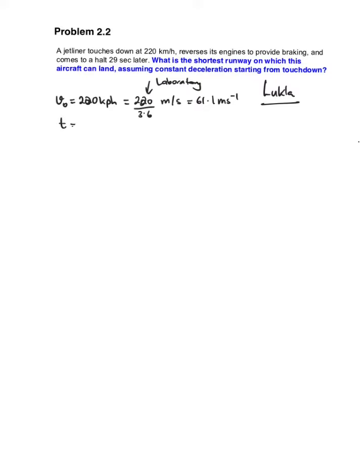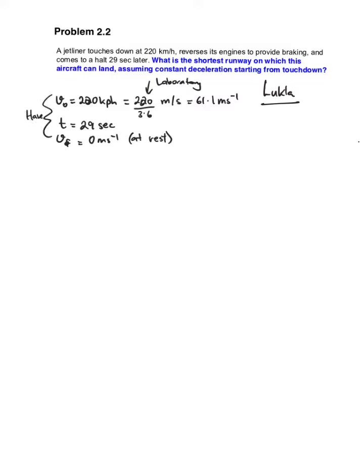The time is 29 seconds. That's how long it takes. And our final velocity, Vf, is 0 meters per second. That's an important parameter to keep note because it mightn't be explicitly given to you, but sometimes it's assumed coming to rest. The plane comes to rest. So I'll just write that at rest. You mightn't be told that its final velocity is 0 meters per second, but you'll be told that it's coming to rest, or implied that it's come to rest. And so this is the things that we have.